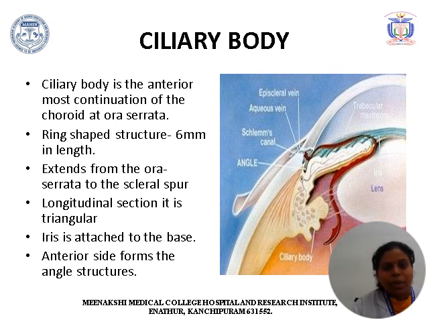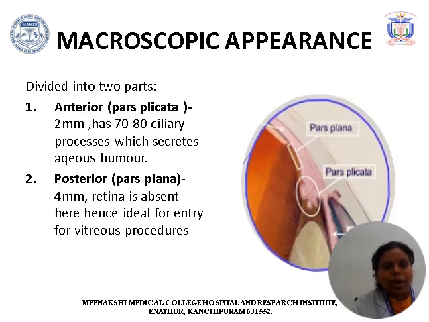Iris is attached to the base of the ciliary body, and the anterior side of the ciliary body forms the angle structures. Macroscopically, it is divided into two parts, pars plicata and pars plana. The pars plicata is the anterior most part of the ciliary body. It is 2 mm in length, and it has 70 to 80 ciliary processes. These ciliary processes secrete the aqueous humor. The posterior part is called the pars plana, which is 4 mm in length, and the retina is absent in this area. So this is the most preferred site for doing vitreous procedures.